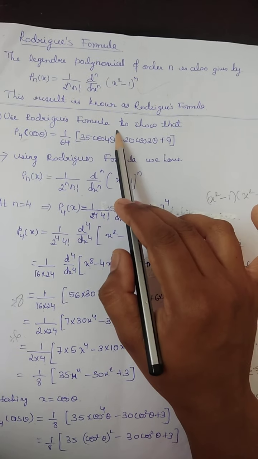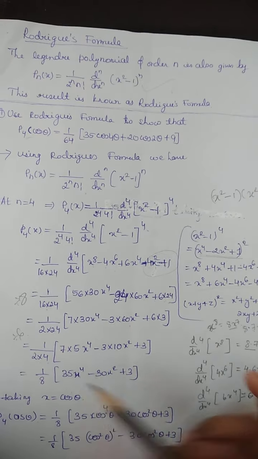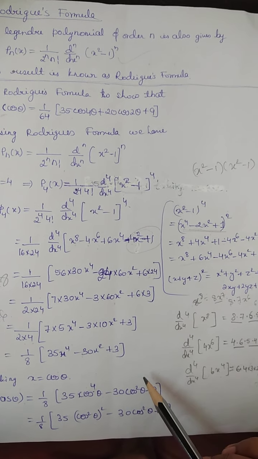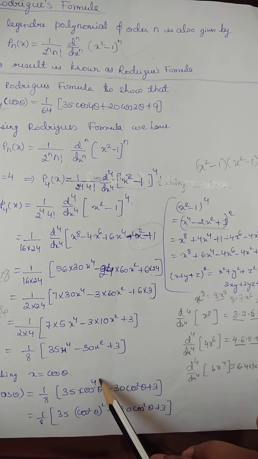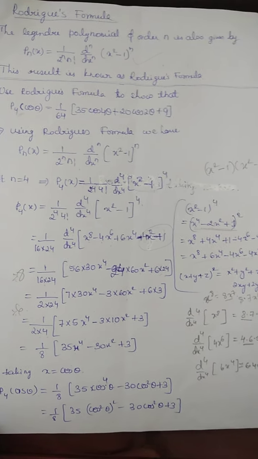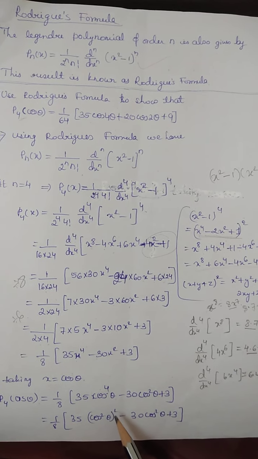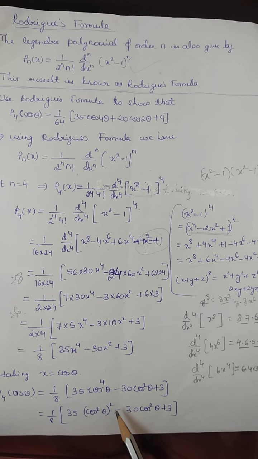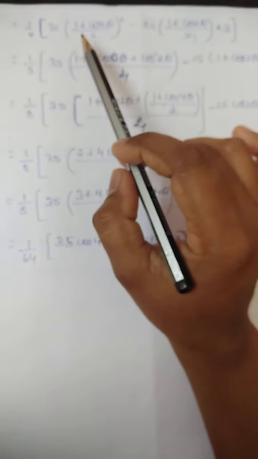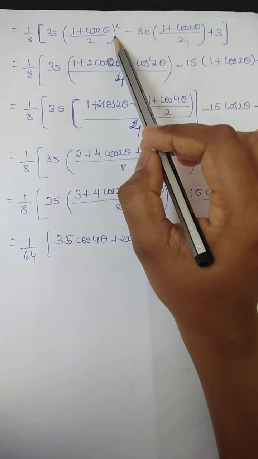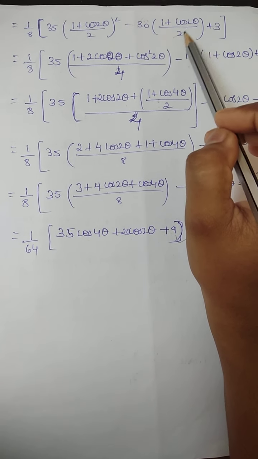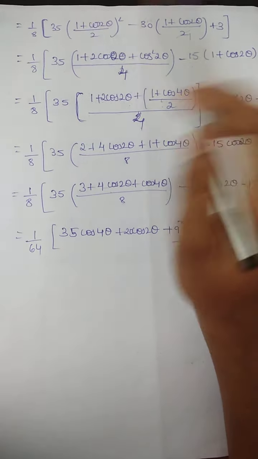Now they asked to prove it for cos 4 theta in terms of cos, right? Put x equal to cos theta. So 1 by 8, (35 cos raised to 4 theta minus 30 cos square theta plus 3). Now this cos raised to 4 theta we can write as (cos square theta) whole square, minus cos square theta, plus 3. Let us simplify. You know that the cos square theta formula is (1 plus cos 2 theta) upon 2, which we will substitute here. So 35 times ((1 plus cos 2 theta) upon 2) whole square, minus 30, again the cos square theta formula (1 plus cos 2 theta) upon 2, plus 3. I have substituted the formula.